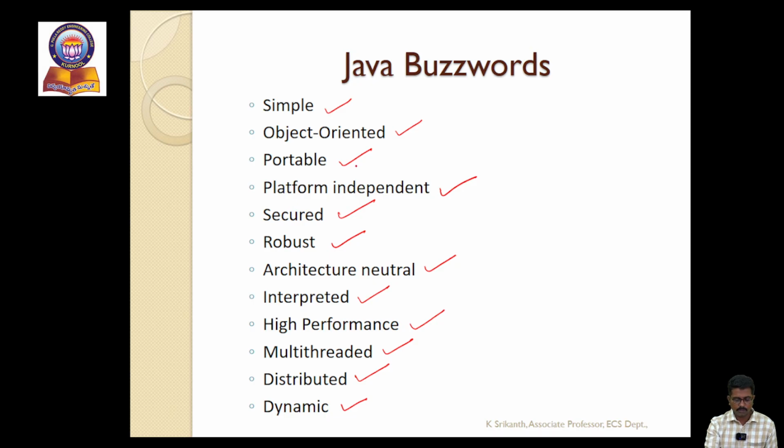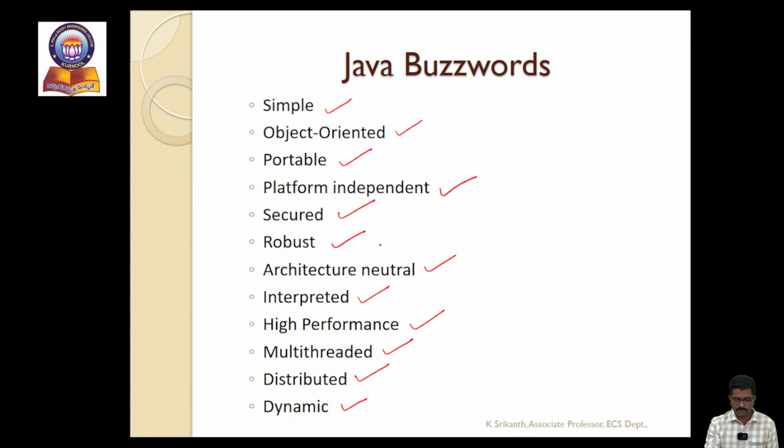The language is portable because of bytecode. We can convert the Java source code into bytecode, and it can be run anywhere. And platform independent, again the same thing: because of bytecode, the language is platform independent, and we can achieve the operation called WORA, write once, run anywhere. The language is secure because it doesn't support pointers, and there is the automatic garbage collection concept.